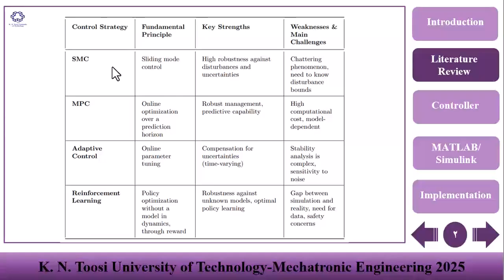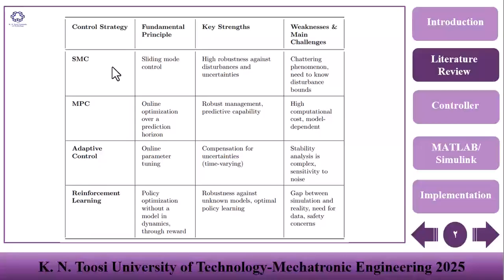Model Predictive Control, or MPC, offers robust performance and predictive capability, but it comes at a high computational cost and a strong dependency on an accurate model. Adaptive control allows online parameter tuning, which helps to deal with time-varying uncertainties. However, the stability analysis is complex and it is often very sensitive to noise.